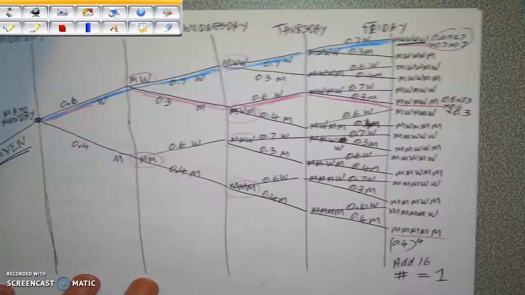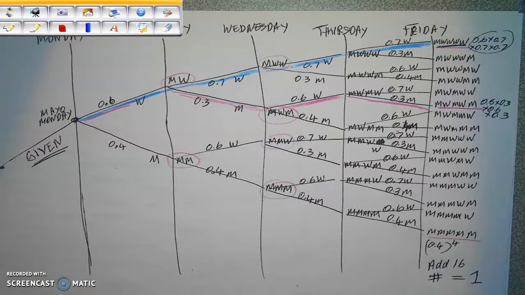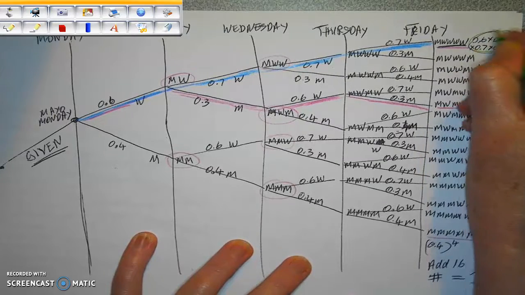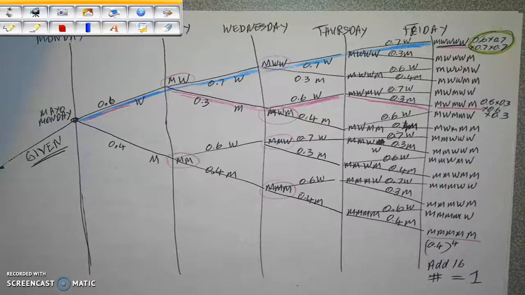Now, to answer the actual questions that you were asked, the first question was, what's the probability that she gets wedges on a roll on Tuesday, Wednesday, Thursday, Friday? So this is open to interpretation, but I'm assuming that what they're asking is what's the chances of her getting Mayo Monday, followed by wedges Tuesday, Wednesday, Thursday, and Friday, which is this number here.